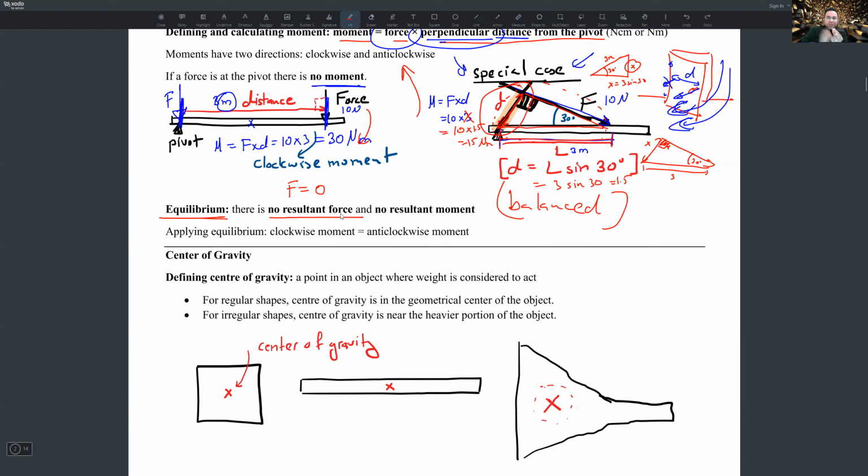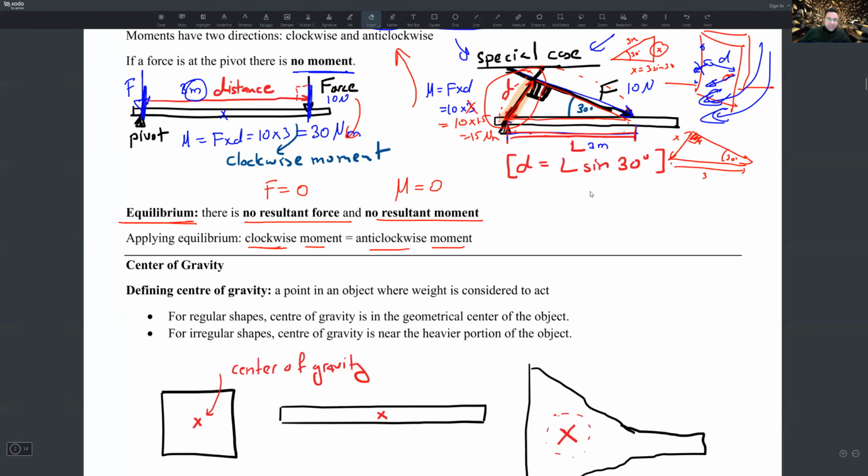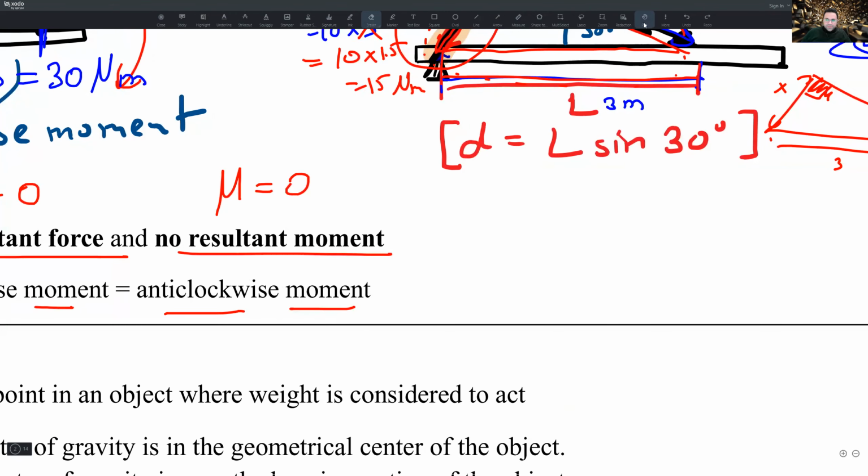And second, it is not rotating. There's no resultant moment. The moment is zero. What does resultant moment mean? Resultant moment means that the clockwise moment equals the anti-clockwise moment. This means that you can have more than one force on an object, and we say the clockwise equals the anti-clockwise. And tell you what, this is one of the most common concepts that you need to keep in mind when we solve moment questions in physics.